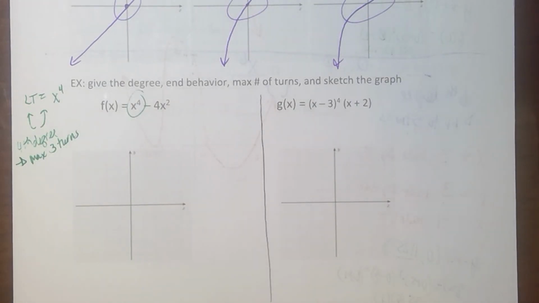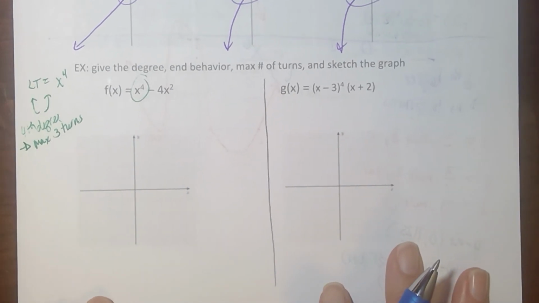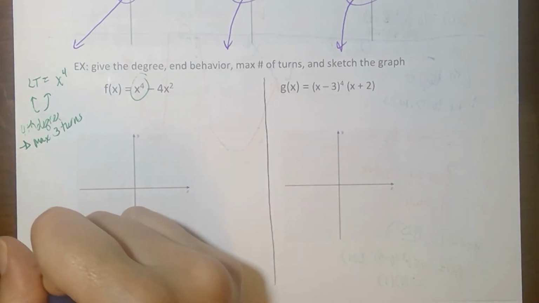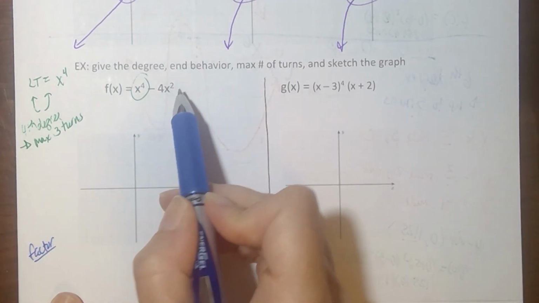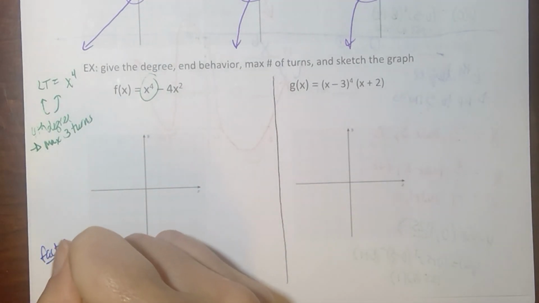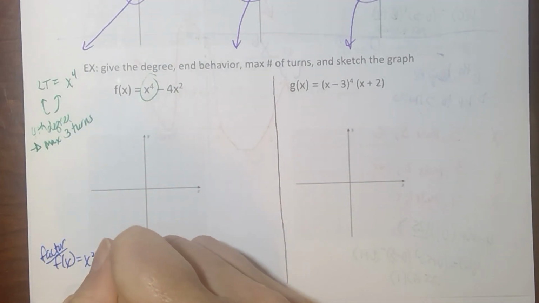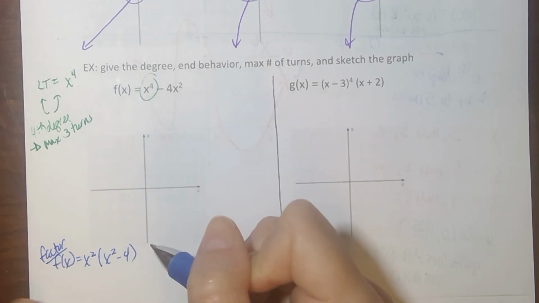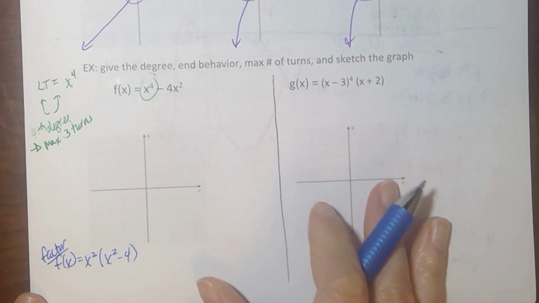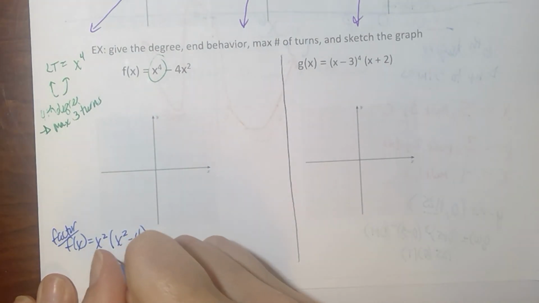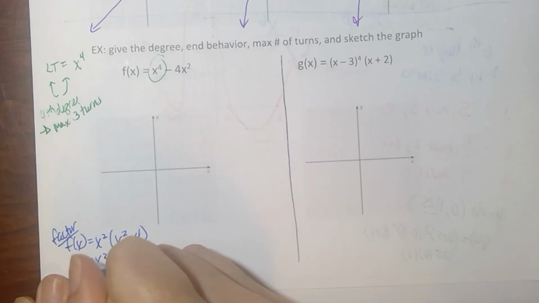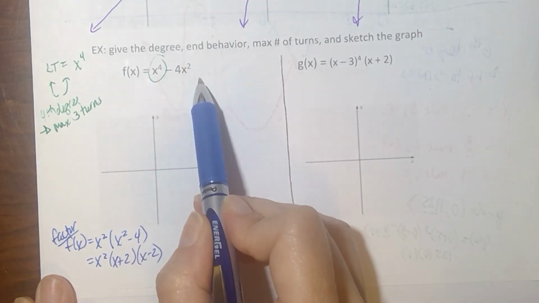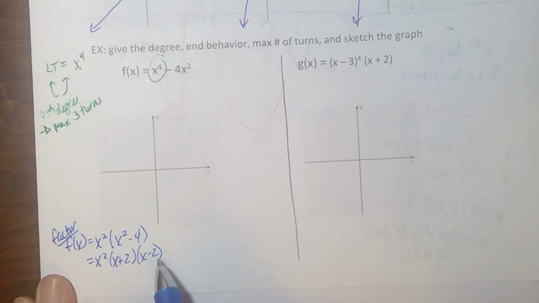To figure out what that graph is going to look like, we have to factor it. So let's think about factoring it out. If I factor it out, I can pull out my common factor of x squared. So I would have f of x equals x squared times x squared minus 4. Well, x squared minus 4 will also factor. It's a difference of squares, so it gives me x plus 2, x minus 2. This original function factors out into 3 unique factors.